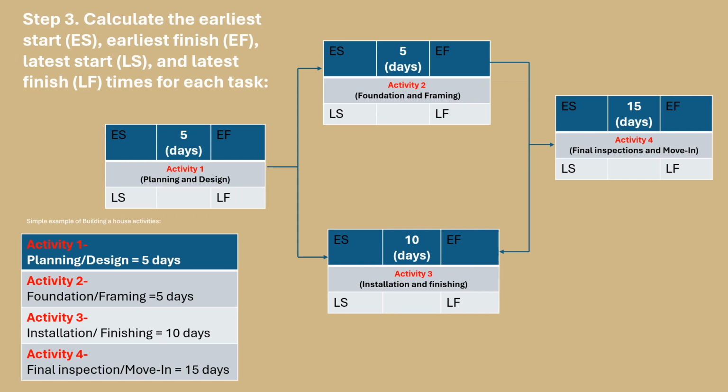Now, we move into the heart of CPM. For each task, we calculate 4 critical times: the earliest start, ES, earliest finish, EF, latest start, LS, and latest finish, LF. These times help us understand the flexibility of each task and how it impacts the overall project timeline.